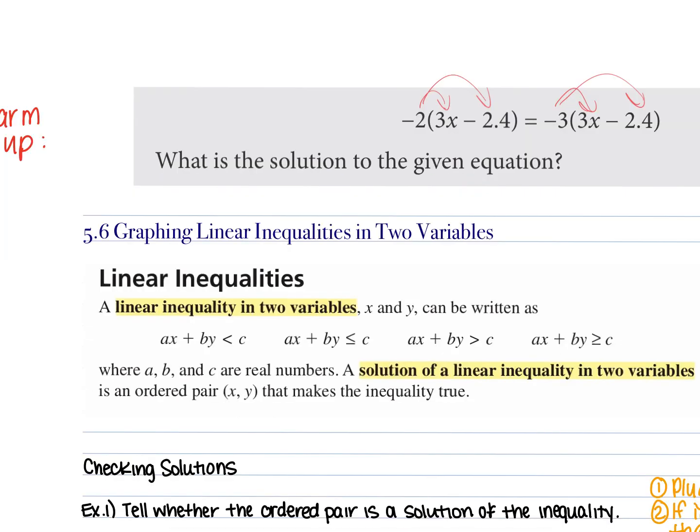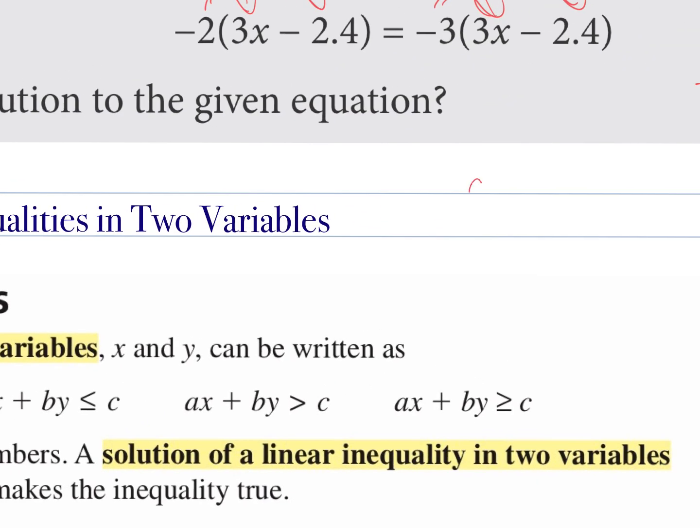Linear inequalities in 2 variables, okay? Do you guys remember before when we would have something like x is less than 7? We would draw a number line, and what would we do to the left of 7? Open circle, and we would do what then? You would shade to the left, right?